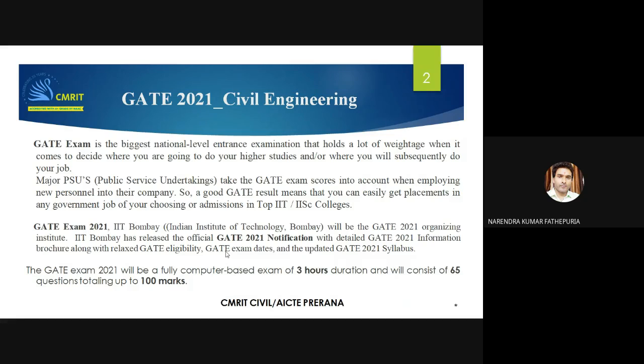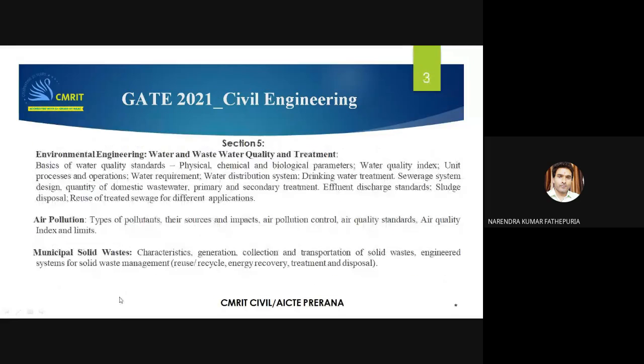In all the classes, we have told you about the GATE 2021 pattern, how the exam pattern will be. IIT Bombay is conducting this exam. There will be 100 marks of questions, a 3-hour duration computer-based exam. So this is the portion for environmental engineering.